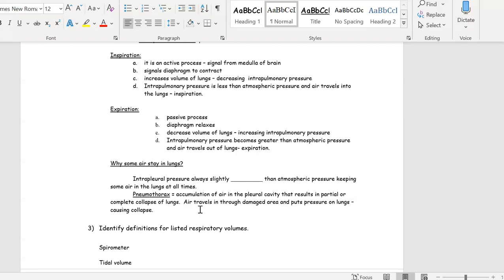Okay, and now we're back. So intrapleural pressure, air travels from high to low, from high to low. So what's going to happen is that the intrapleural pressure is always going to be slightly lower than atmospheric pressure. So this is higher, this is lower. Some air is always going to stay in the lungs because of that difference between the atmospheric and the intrapleural pressure.